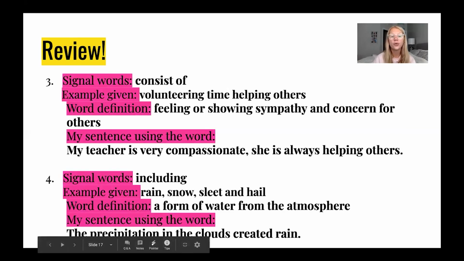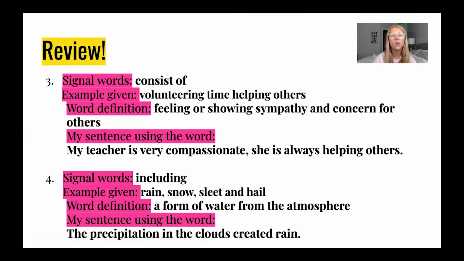Review for number 3 and 4. Signal words for number 3 were consist of. The example given in the sentence was volunteering time helping others. The word definition, this is my definition for the word, was feeling or showing sympathy and concern for others.